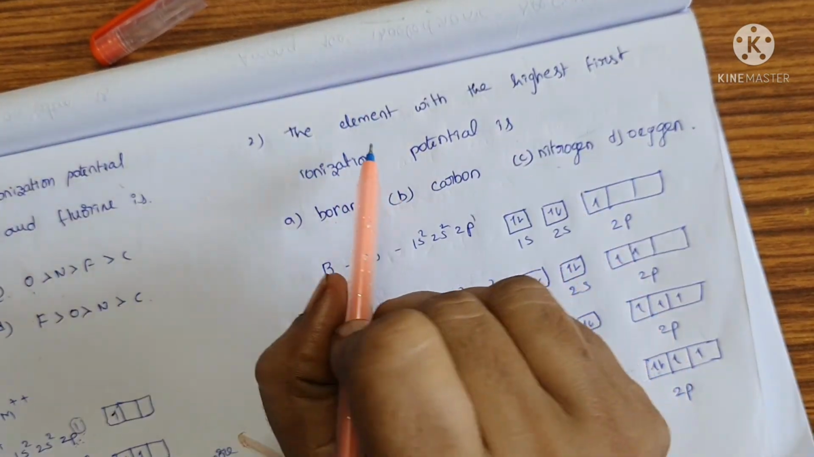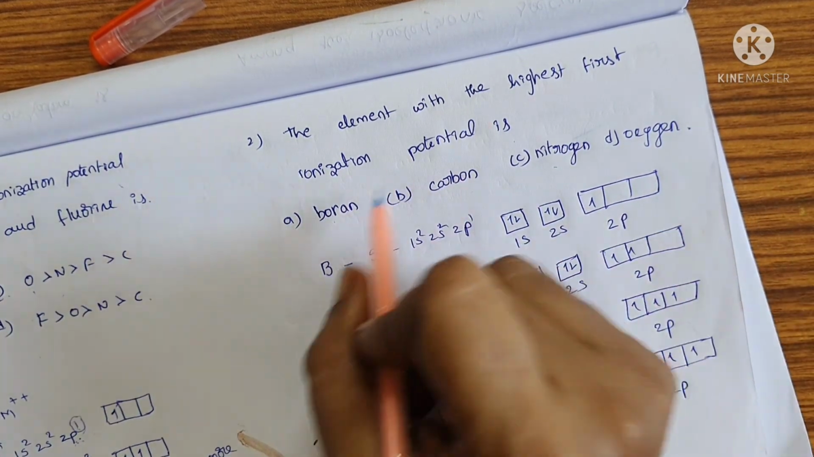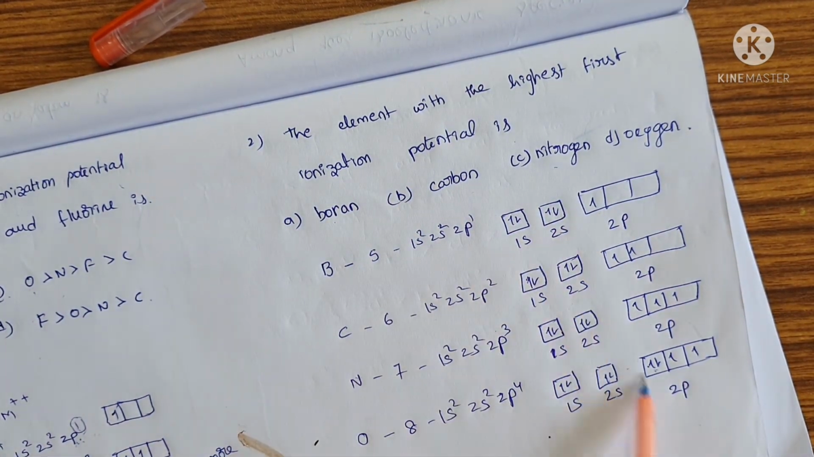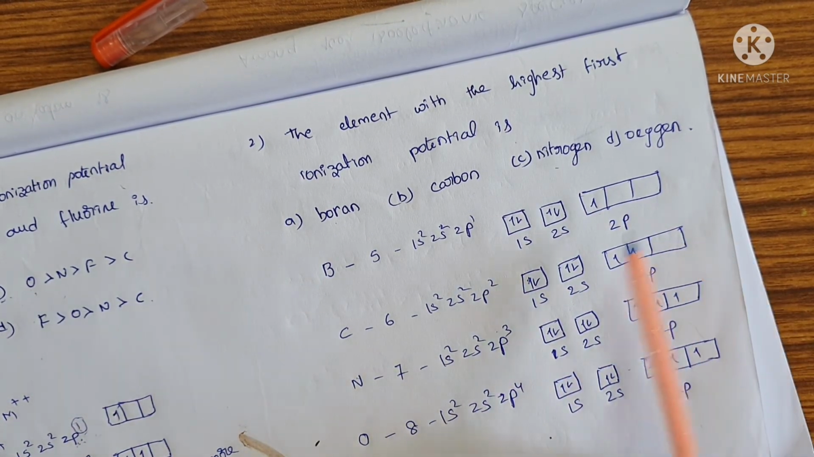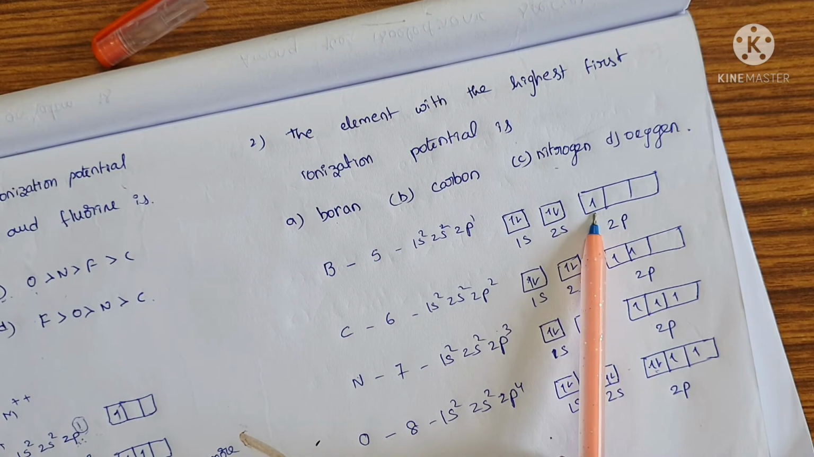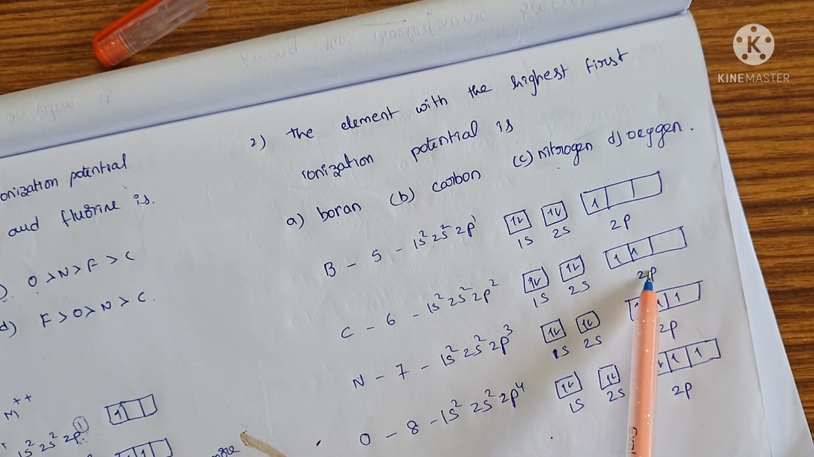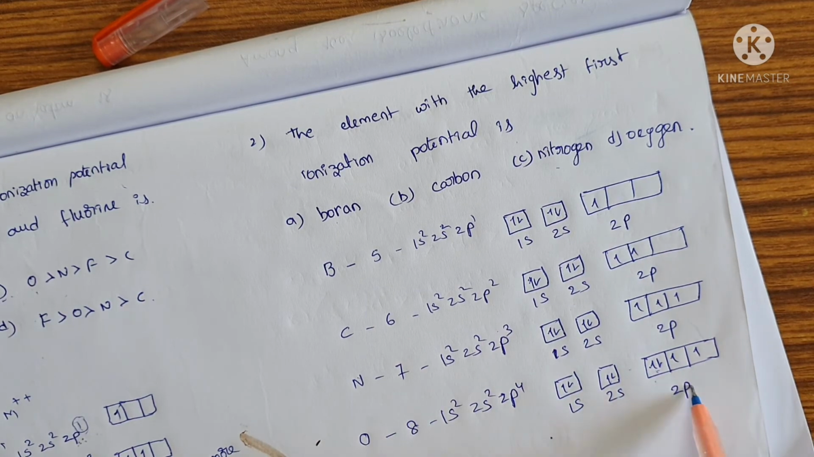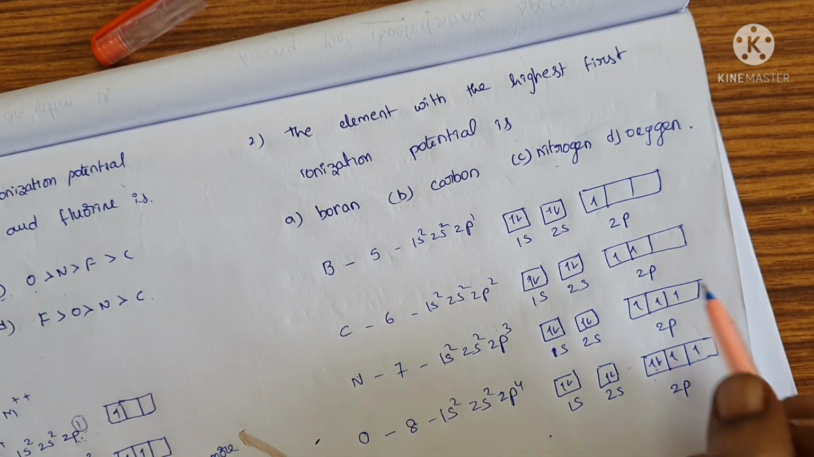What is the question here? The element with the highest first ionization potential. The energy required to remove an electron from the outermost configuration is low for boron because it is only one electron. It is also easy for carbon because these are unpaired electrons. And for oxygen also there are two unpaired electrons, so it is also easy to remove.